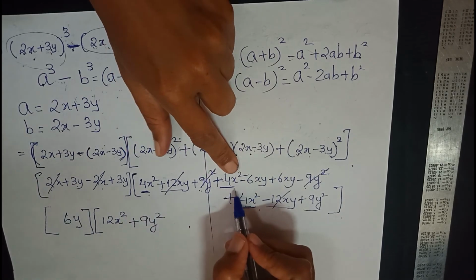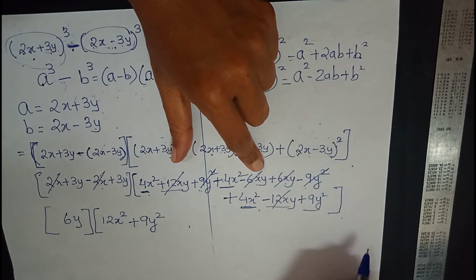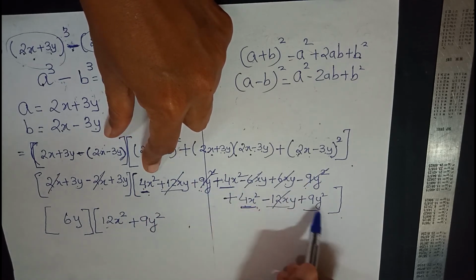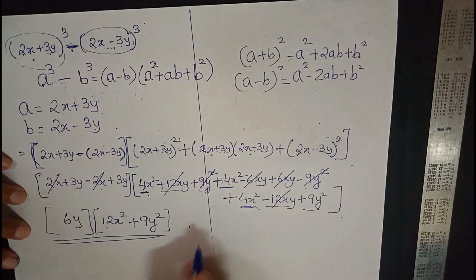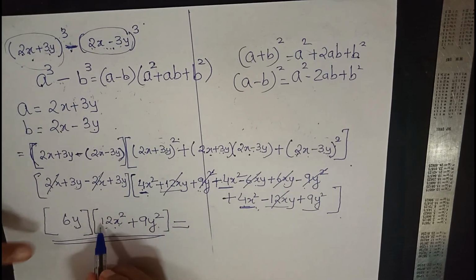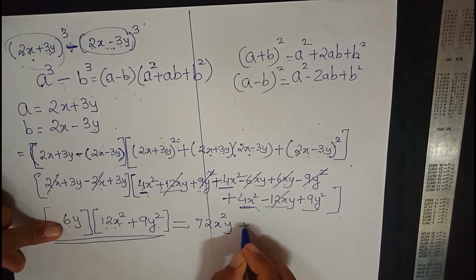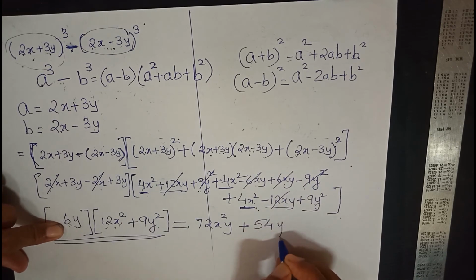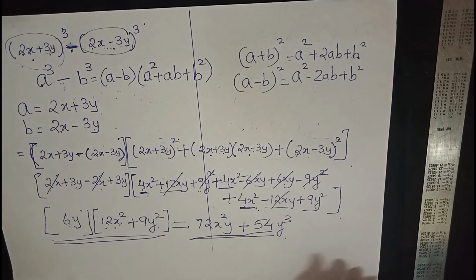Next, minus 6xy plus 6xy gets cancelled. So what remains is 4x square, which we have already added, and one 9y square. So either we leave it like this or we multiply this 6y with these numbers and open it up. 12 6 are 72x square y plus 9 6 are 54y cube. So this becomes the final answer.